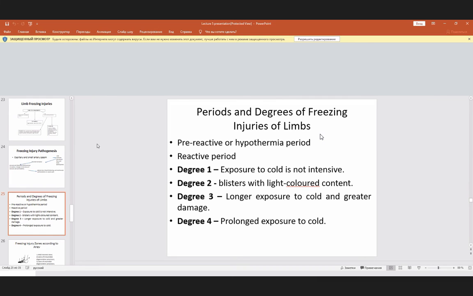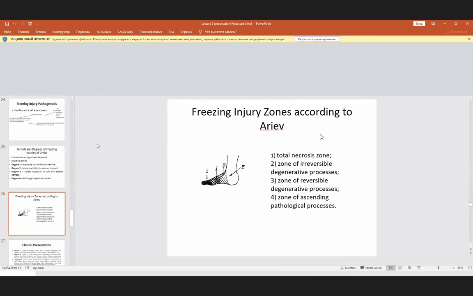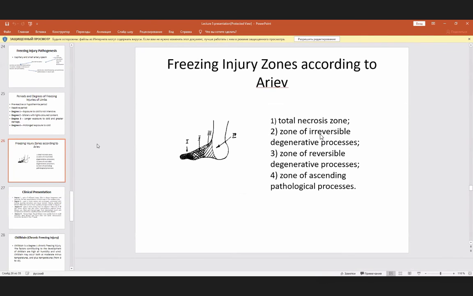Freezing injury zones according and argued. First zone, total necrosis, zone of the irreversible degenerative process, zone of reversible degenerative process, for zone of accidents in pathophysiological process.